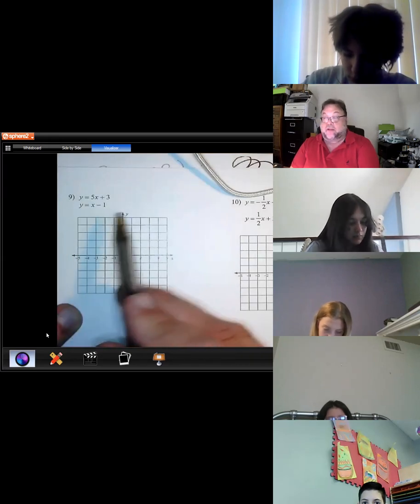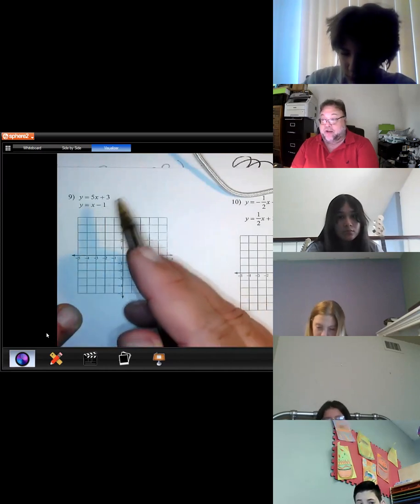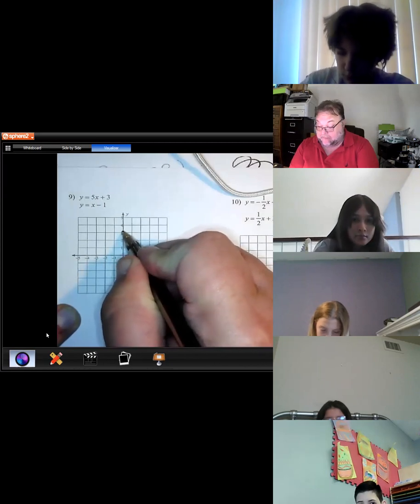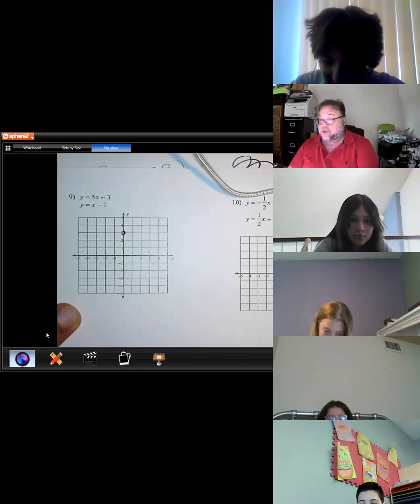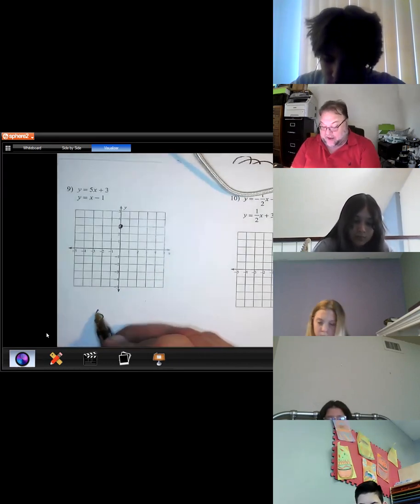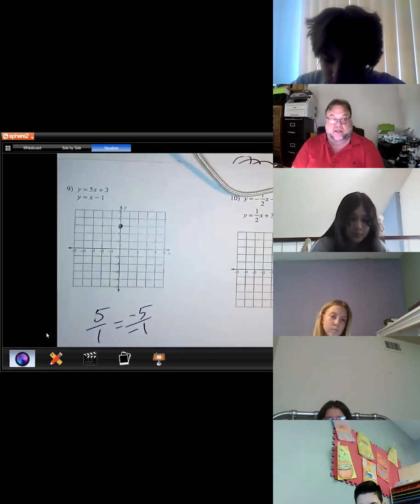On these, what we're supposed to do is just graph it. So the top one has a y-intercept of 3. So we know that's one of the two points we're going to use. And then the slope is 5, which means 5/1. Now, here's the other interesting thing. 5/1 is also -5/-1, isn't it?